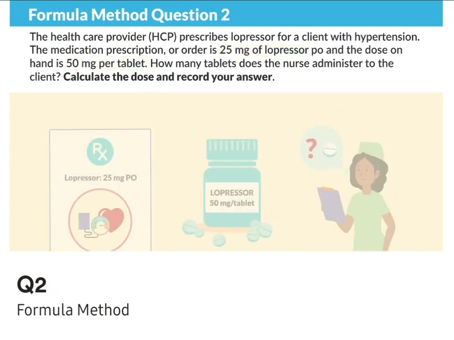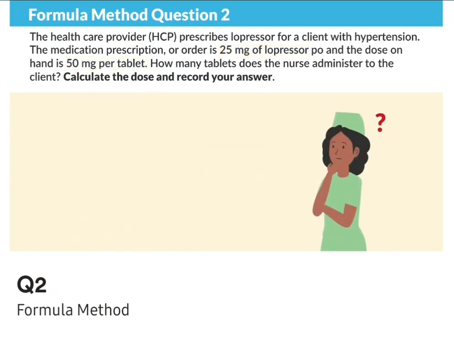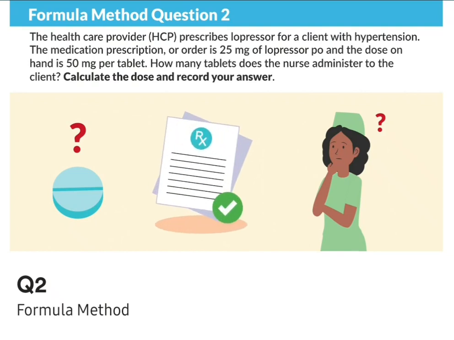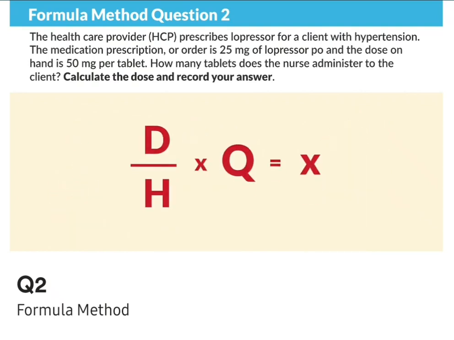Okay, let's break it down here. First, identify what you're solving for based on the question. In this question, you are calculating how many tablets or tabs per dose the client should receive to get the prescribed medication dose here. Next is to set up the equation, the formula method. So D over H times the Q, the quantity.